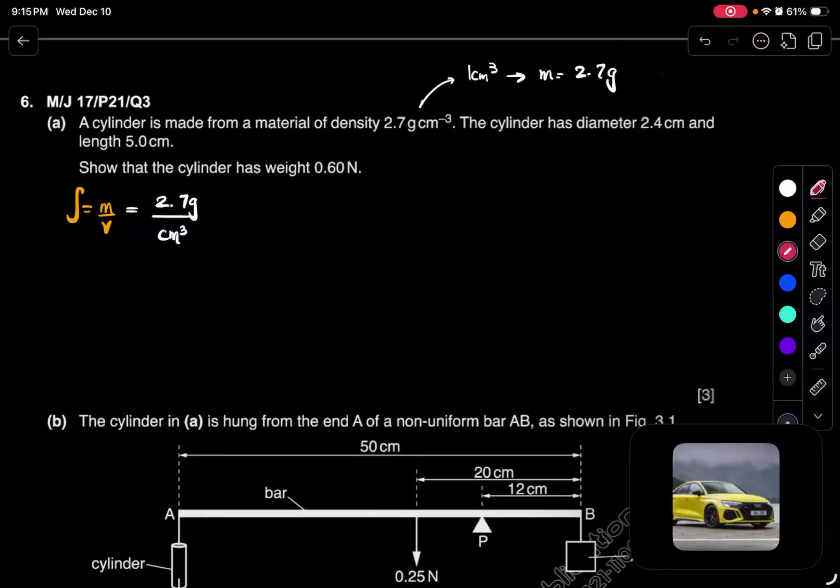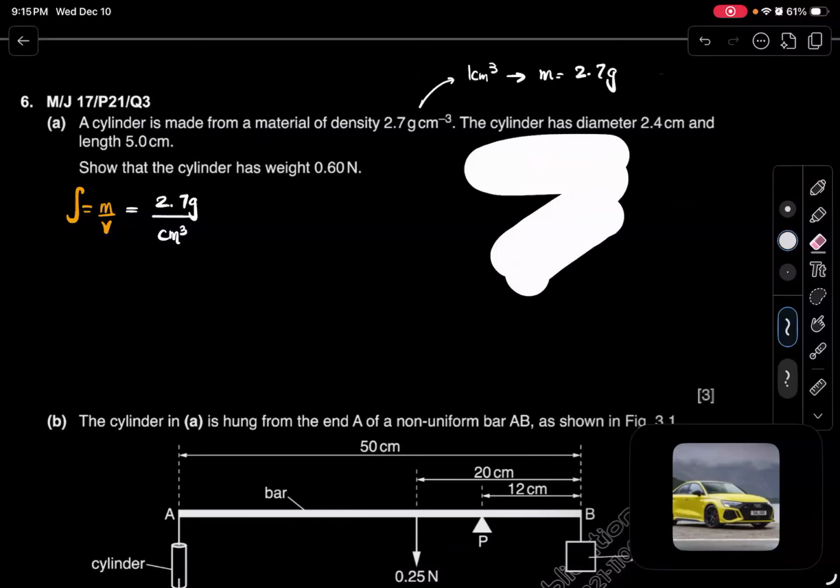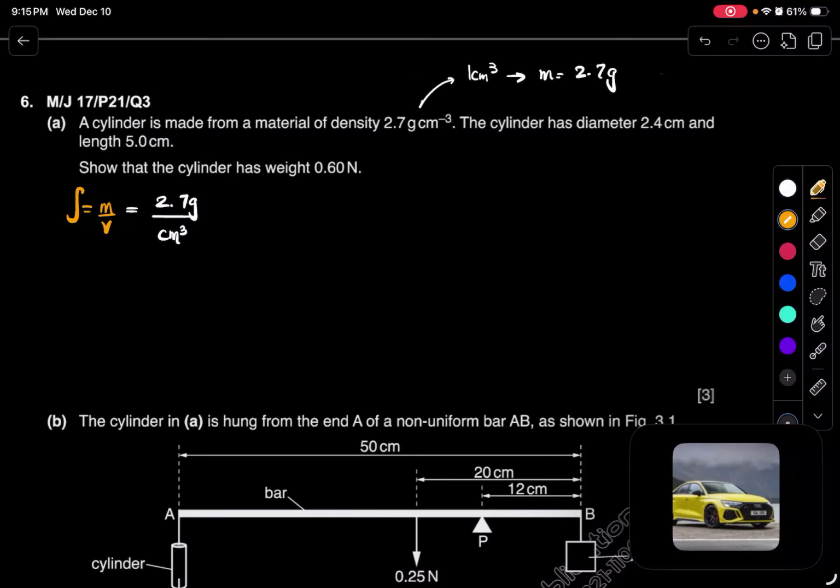So for example, if you take out a 1 centimeter cube chunk, then that chunk is going to have a mass of 2.7 grams. That's basically the idea of density. How much mass do you have packed into a single unit of volume? The cylinder has a diameter of 2.4 centimeters and a length of 5 centimeters. Show that the cylinder has a weight of 0.6 newtons.